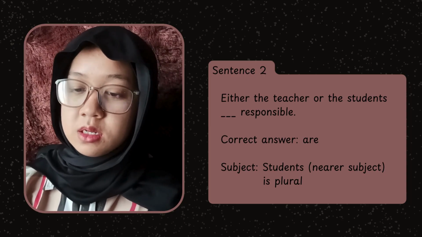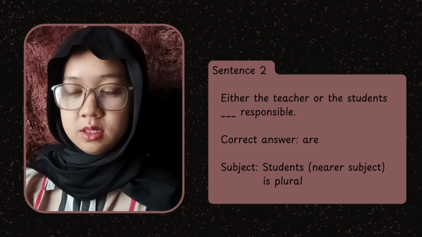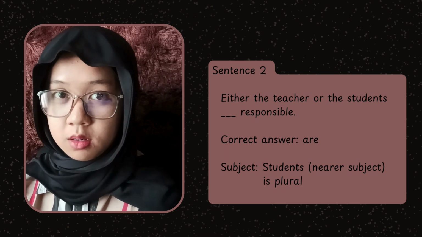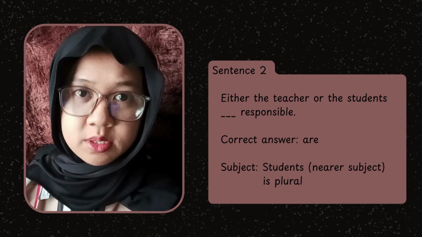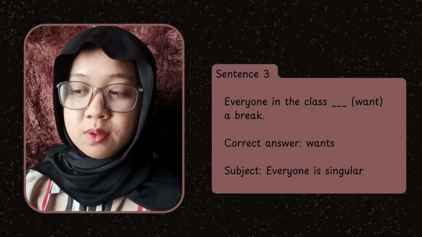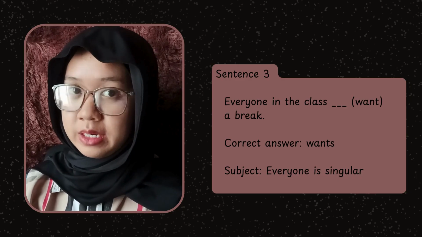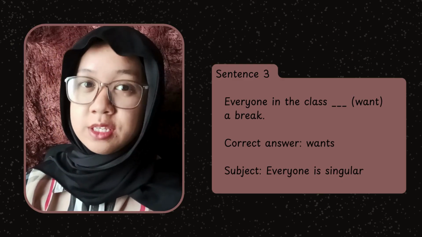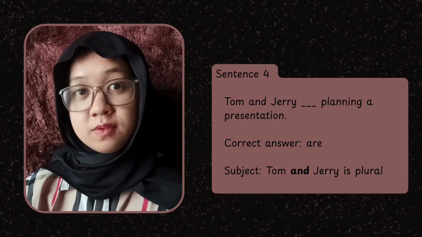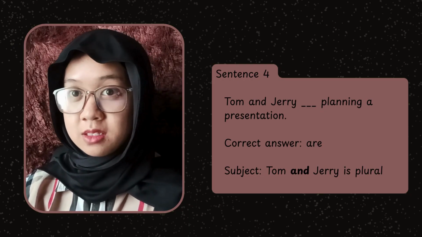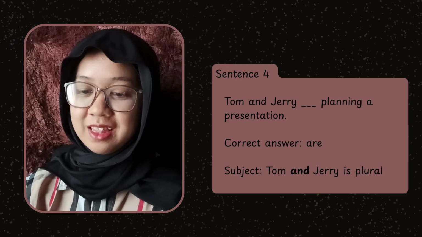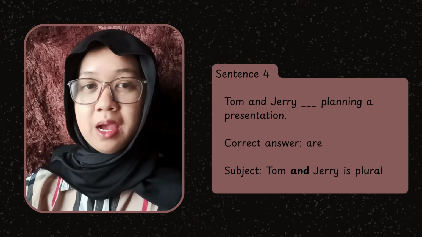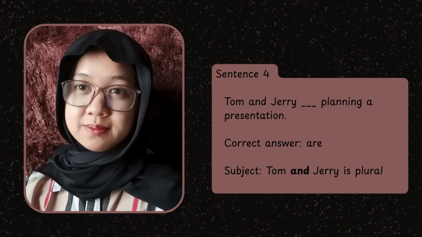Sentence 2. Either the teacher or the students responsible for the project. The correct verb is "are" because students is the nearer subject. Sentence 3. Everyone in the class a break. The correct verb is "has" because everyone is singular. Sentence 4. Tom and Jerry planning a presentation. The correct verb is "are" because two people joined by "and" make a plural subject.